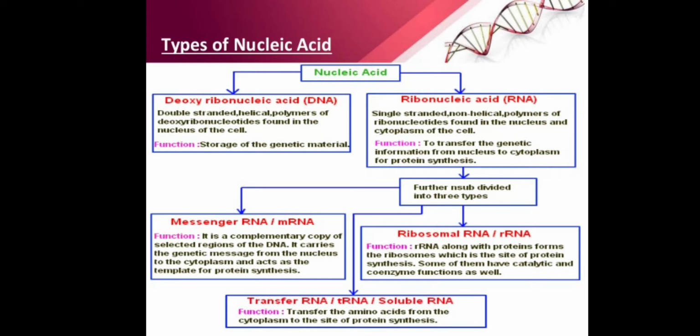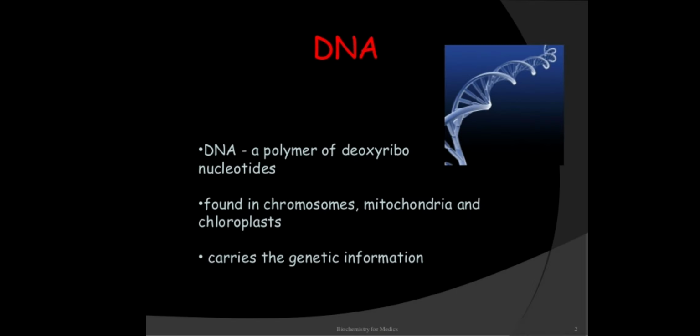And of course, RNA is divided into three types. We have messenger RNA, the complementary copy of a selected region of the DNA, and ribosomal RNA, which along with proteins forms the ribosome, the site of protein synthesis. And lastly, we have transfer RNA, or tRNA. It transfers amino acids, the building blocks of protein, from the cytoplasm to the site of protein synthesis. So that is the summarization of the types of nucleic acid. Going to the next slide.